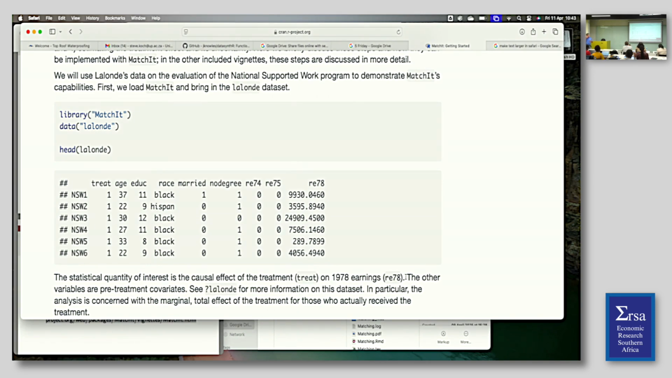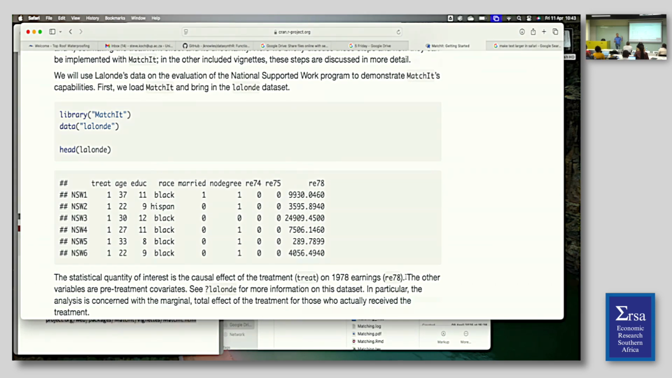LaLonde is the original paper. It's this randomized controlled trial, in fact, that looks at the National Supported Work Program to see what kind of impact that had on labor market outcomes in the U.S. All right, and a paper afterwards used this same data to show that if in fact you've got a randomized controlled trial, matching does a really nice job of estimating the treatment effects.